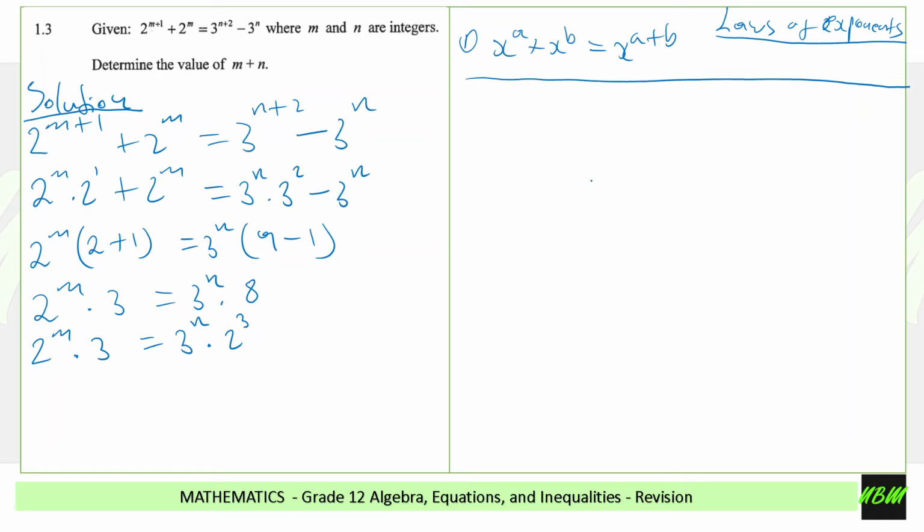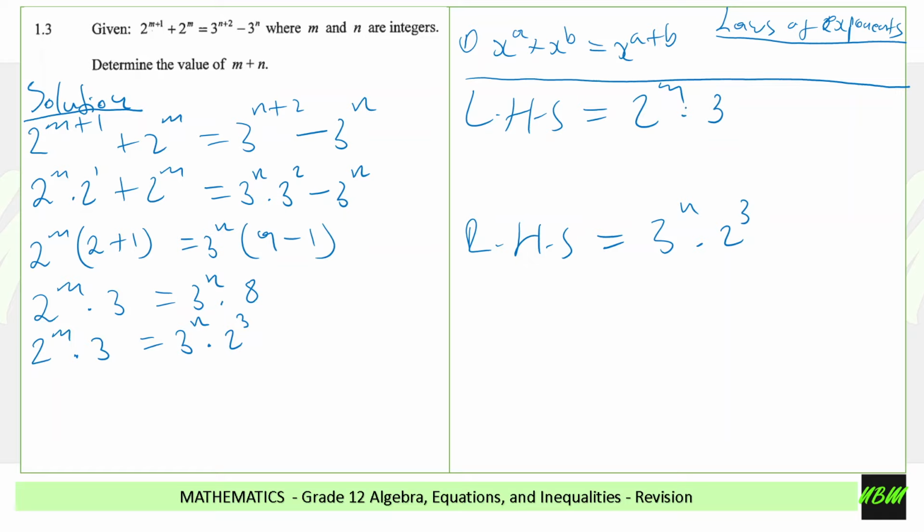How do we do that? On the side, let us check the left hand side. Our left hand side is equals to 2 to power m multiplied by 3. Then our right hand side is 3 to power n multiplied by 2 to power 3. Now, we need to find the values of m and n such that, remember, this is an equation, the left hand side must be equals to the right hand side.